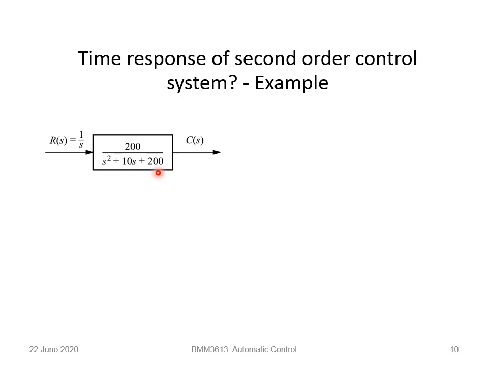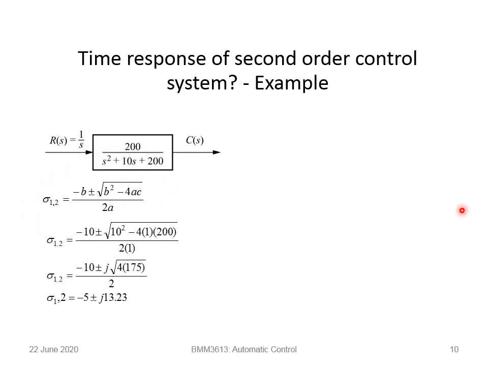In order to estimate or evaluate the time response, as usual, the first step is to find the poles. To find the poles, you solve for the roots of the polynomial over here. It is a second order polynomial, so we can use this formula. You can calculate it by hand, or if you have your calculator, it will be much quicker.